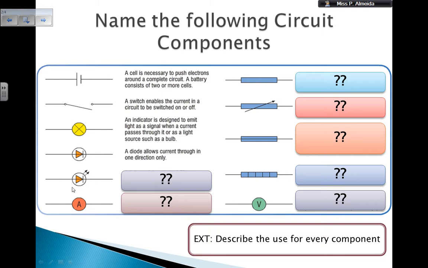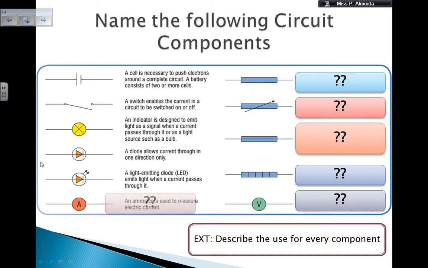Now the next symbol is really just like a diode, but it emits something. There are 2 arrows coming off. That is an LED, a light emitting diode. So it emits light when the current passes through it in the forward direction, okay? And you know all about LEDs because you have them at home, right? Next one is an ammeter. So you use it to measure the amps. So it's an amp meter, so you measure the electric current.